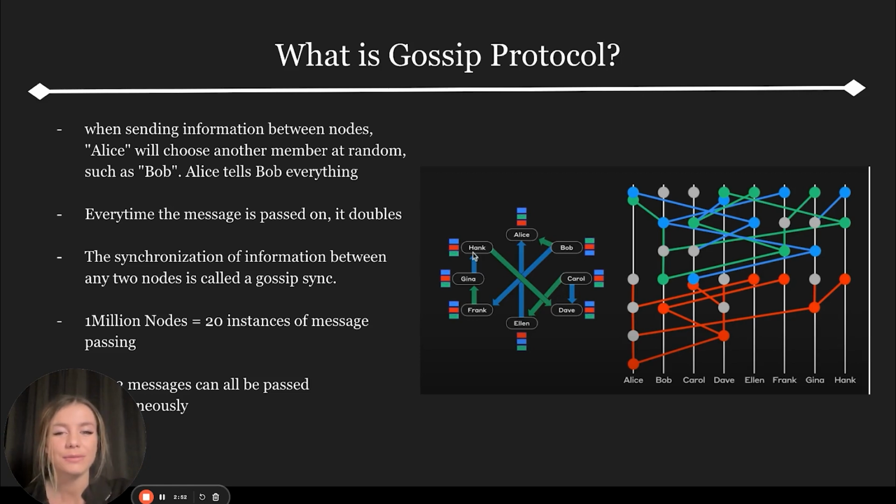So Alice and Bob both send a message out to another two nodes, and then they send this out, and you get the point. It's just as it sounds. Gossip gets around all of the nodes. The synchronization of information between any two nodes is called a gossip sync.